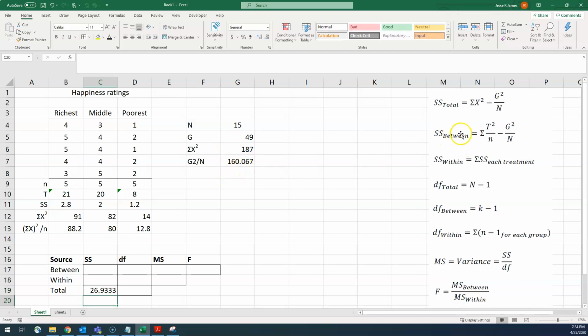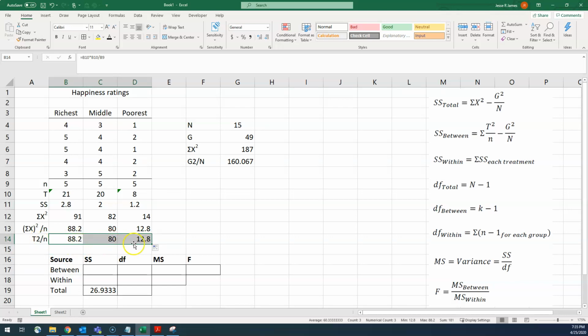For my sum of squares between, I can take the sum of all my T squareds over n, which I should probably put over here, T squared over n. And in order to do that, we just make this T times itself divided by n. And you'll notice that that's the same as what we already computed before for the sum of x squared over n, because T is the sum of x. So if I do this across, that's actually the exact same thing we already did.